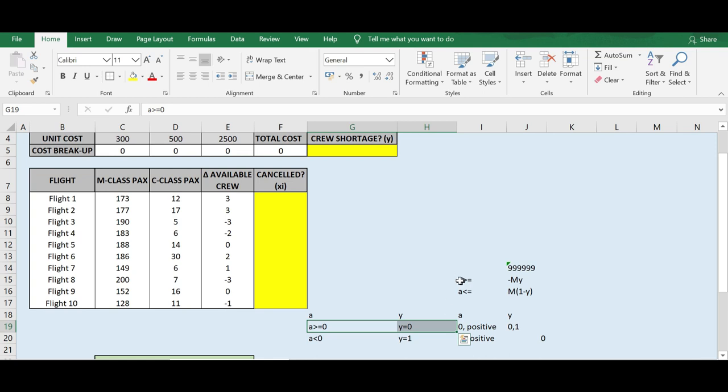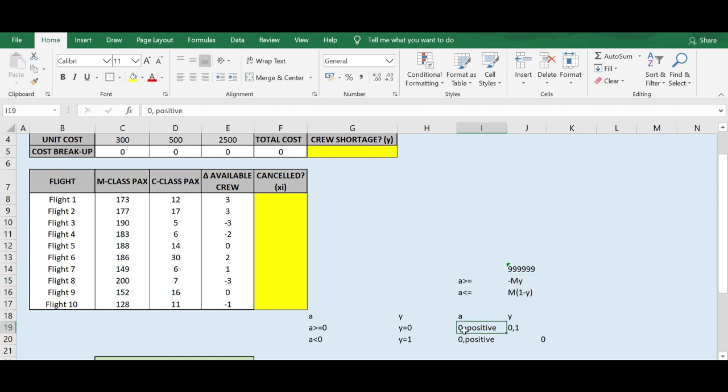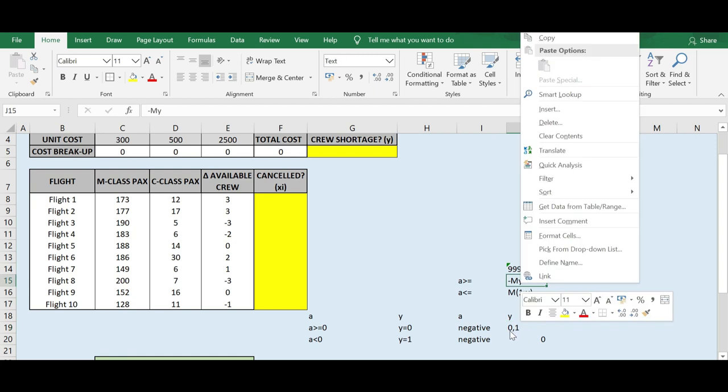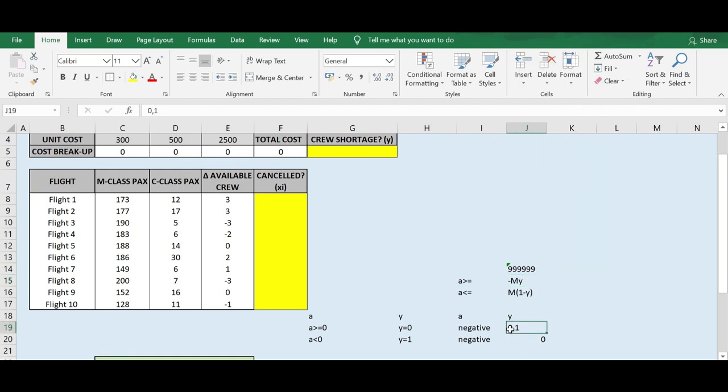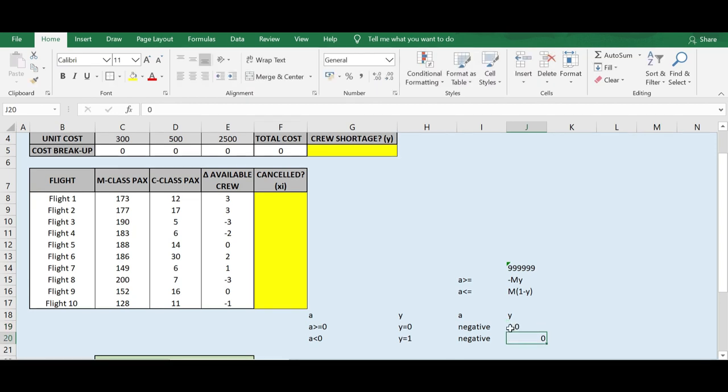Now let's see if both these constraints will help the second condition as well. Now let's say what happens if A is less than 0. So A is negative. So what happens with the first constraint? If A is negative, y should be 1. What happens to the second one? If A is negative, y should be equal to 1. See? So this constraint forces y to take a value of 1 when A is negative.